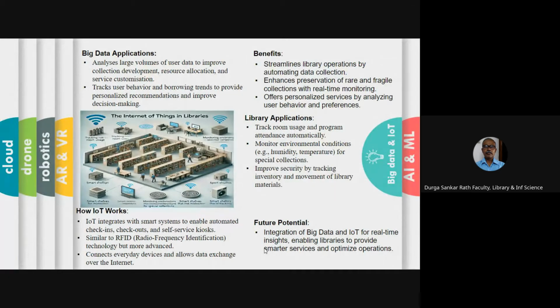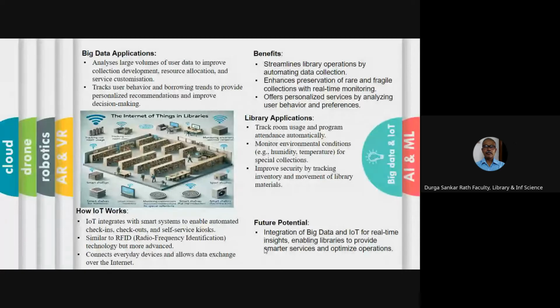Even Inflibnet and other organizations, vendors also, will provide us that data. So monitor environmental conditions for special collections. Just now I was telling, not only power cuts, humidity and temperature can also be controlled, and improve security by tracking inventory and movement of library materials.